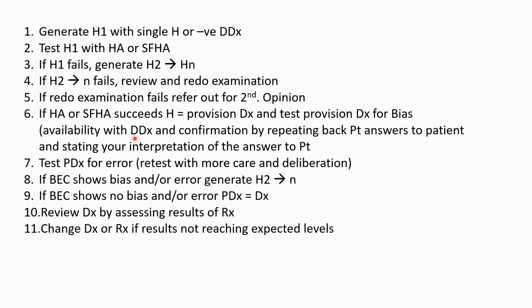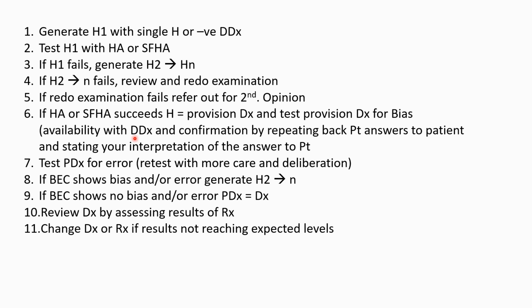Number 7, test the provisional diagnosis for error. This is where you've made a mistake somewhere along the line. It's not about bias, it's just about a mistake. So this is usually about the physical test. So retest, be more careful, more thoughtful, and more deliberate in the way you're testing. Think about what the tests are actually supposed to be doing as opposed to what you think they're doing. If the bias error correction shows bias and or error, move on to the next hypothesis.